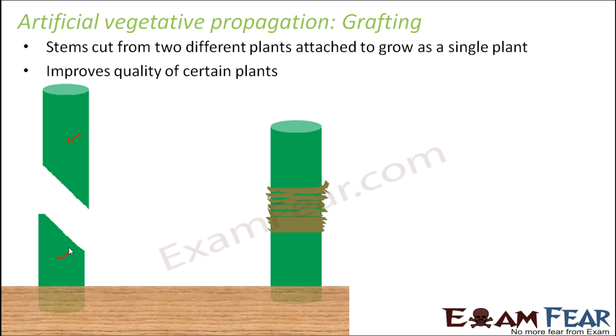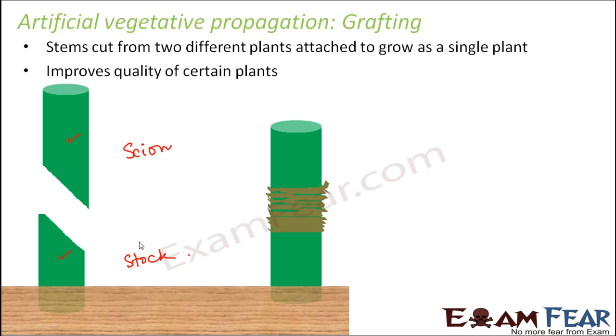In this case, the two parts which are taken from the two plants, what are they called? They are known as scion from one plant and stalk from the other plant. So one part is called scion and the other part is called stalk. The stalk provides water and minerals to the plant. It is the function of this part to provide water and minerals to the plant.